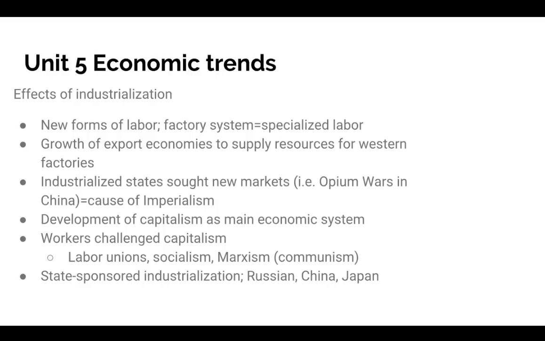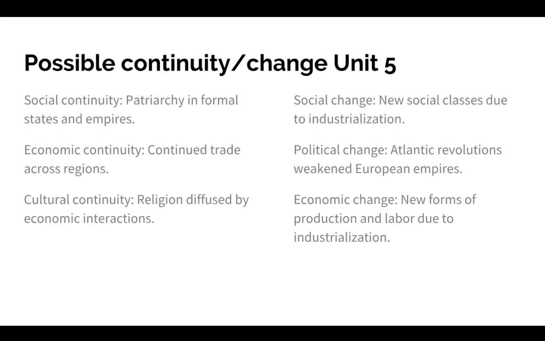And that system, as it rolls out, especially in the beginning, typically has winners and losers. And so workers often challenge that system in a variety of ways. Labor unions, socialism, and Marxism, that list is kind of an increasing radicalness or increasing distance away from the original ideas of capitalism. And capitalism, as I said, is kind of a non-government influenced economic system. But in some cases, like Russia, China, and Japan, industrialization was more sponsored by the state instead of private individuals. And so we would still consider that to be capitalism, but it's a reminder that it doesn't have to be only individual people trying to make millions of dollars that can drive industrialization.